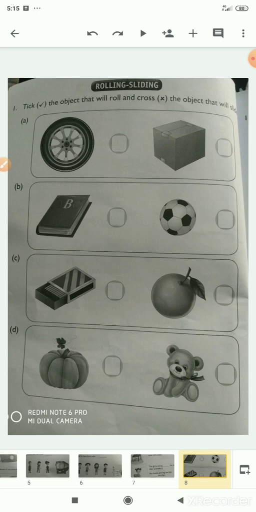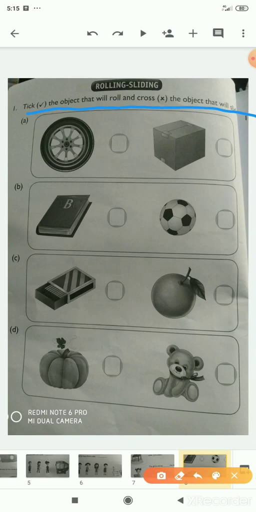In the first question, the question is: tick the object that will roll and cross the object that will slide. So here we have a picture of a circle, that is a wheel, and a box. If you push the wheel, it will roll and roll and roll.